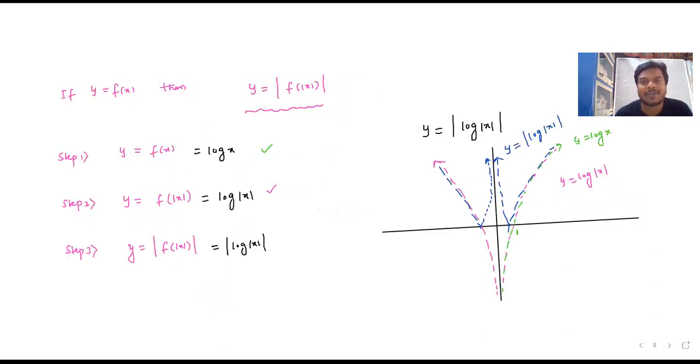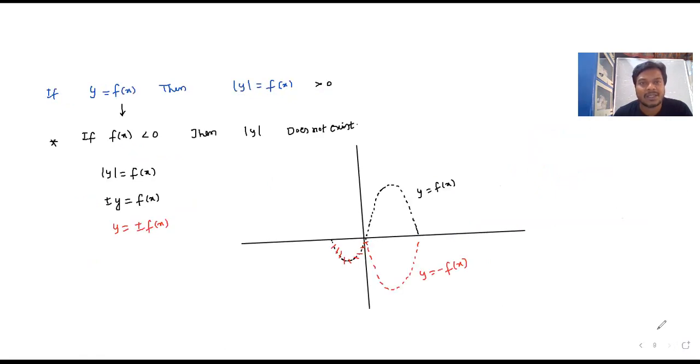Next, modulus of f of mod x. Two steps here: first f of mod x, and then modulus of f of mod x. Last one, mod y equal to f of x. Clearly y value is positive. So when f of x is negative, mod y does not exist. When f of x is positive, then mod y equal to f of x exists. Just paste the graph below the x axis. Okay.